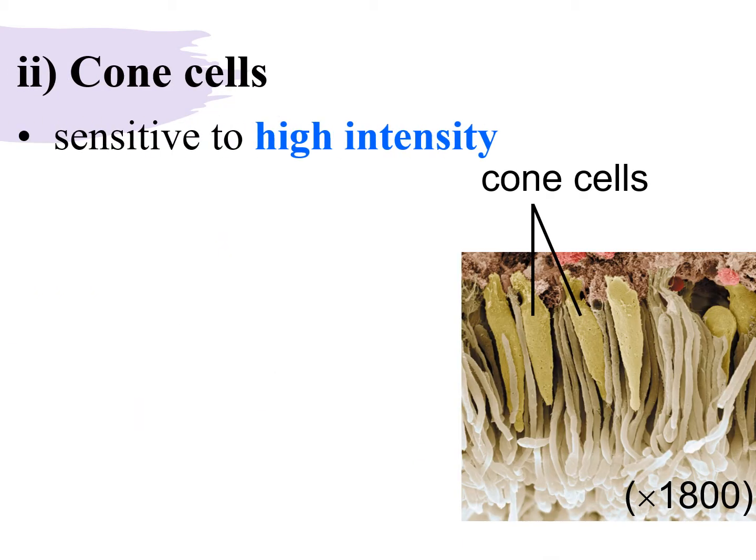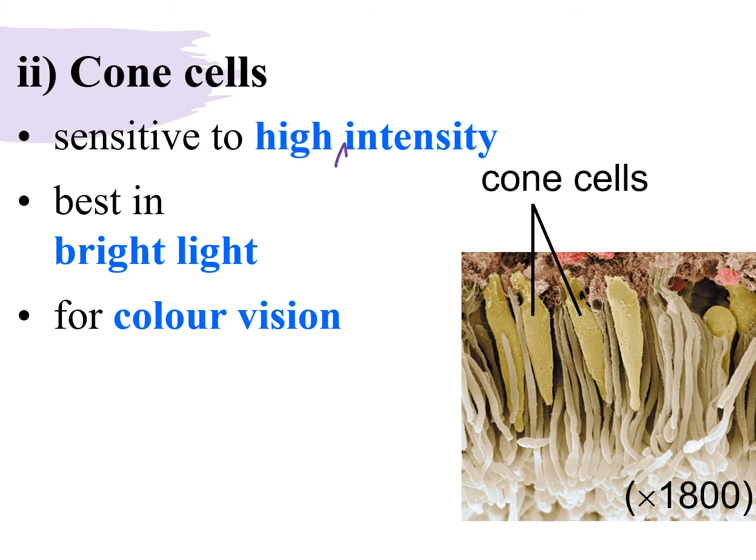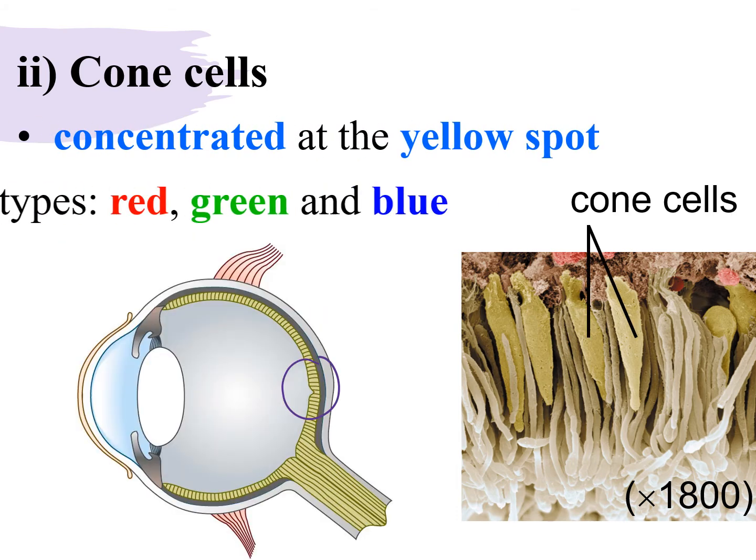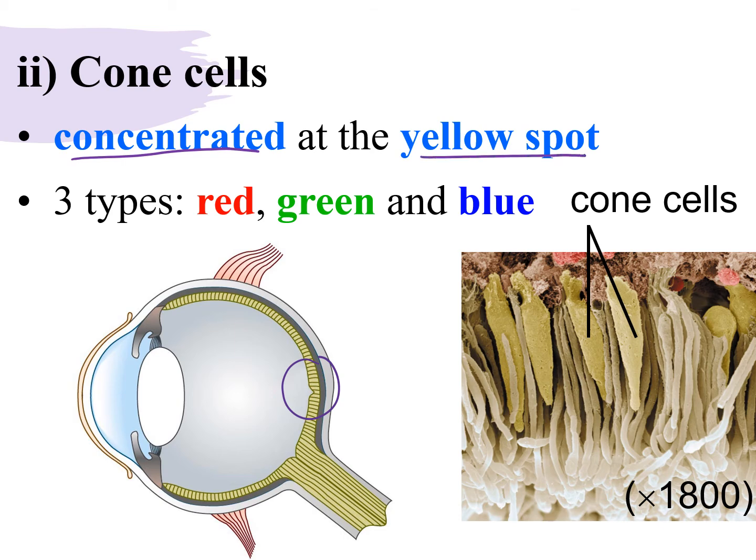Cone cells, on the other hand, are sensitive to high light intensity. So they work best in bright light and they are for color vision. Where do you find the cone cells? You can find them concentrated at the yellow spot. That means in a great amount in the yellow spot, grouping together like this.